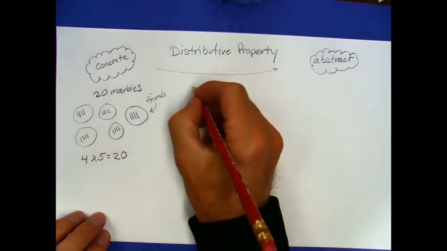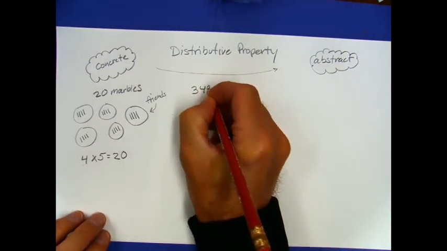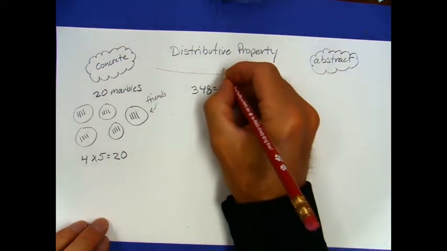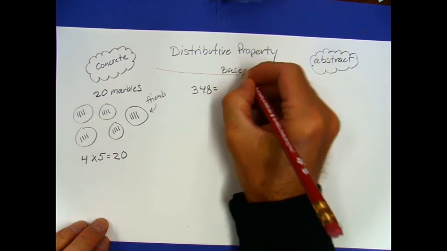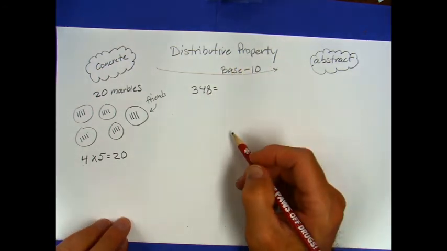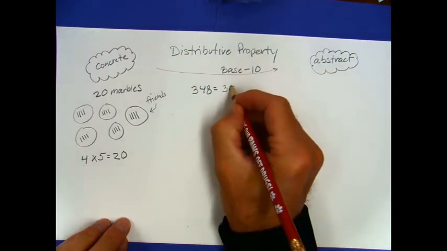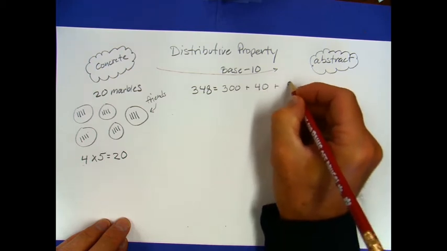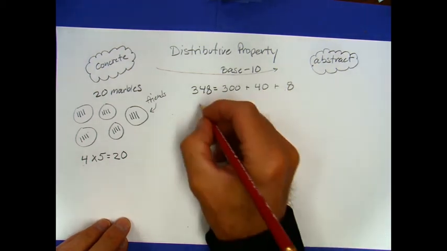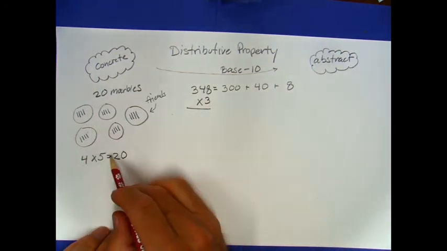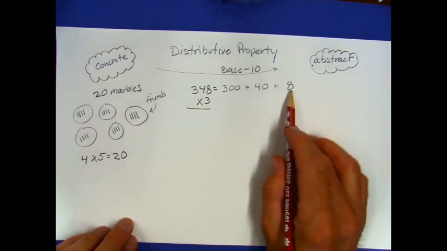So let's take the number 348 to start with. And let's distribute that in base 10, because that's our number system. We have a base 10 number system. So we'd have 300 plus 40 plus 8. Now let's say we wanted to multiply that 3 times, just like we did over here with your friends. We'd have to do this 3 times.